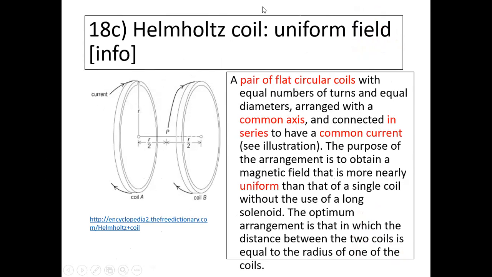How do we get a uniform field? Right? The radius of the coil, flat coil, is the same for the two coils, and the distance between the two coils is R. So the field in between them is constant, a uniform field. Right? This is extra knowledge, just don't bother about it. We call it a Helmholtz coil.